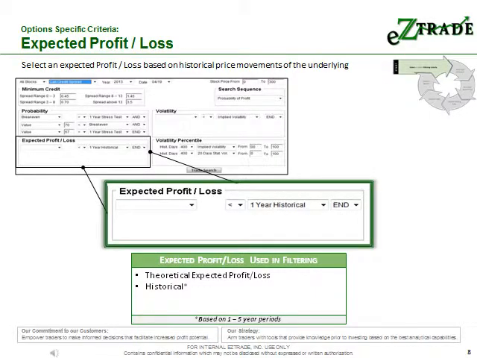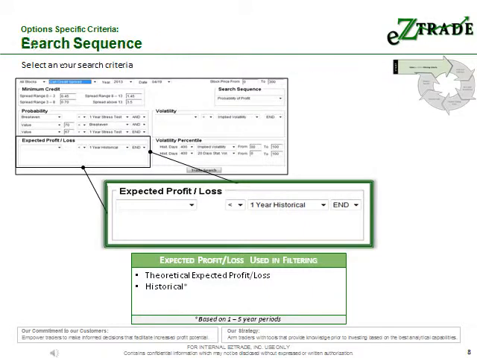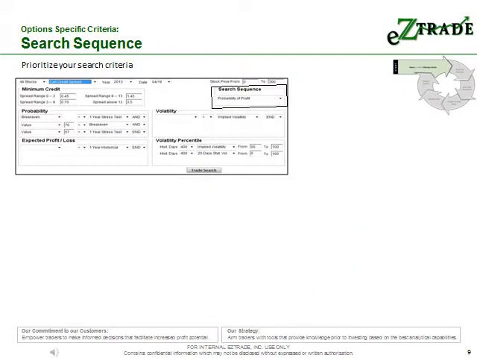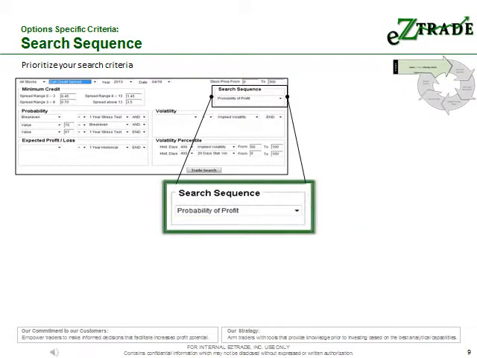The next filter criteria is the expected profit or loss based on the theoretical probability, historical probability, or both. The search sequence allows you to choose how the trade signals are sorted. Now, typically we would sort by the highest probability of profit. However, you may choose other criteria to meet your individual needs.